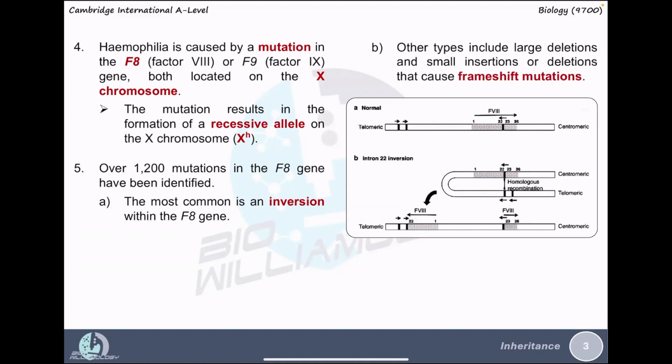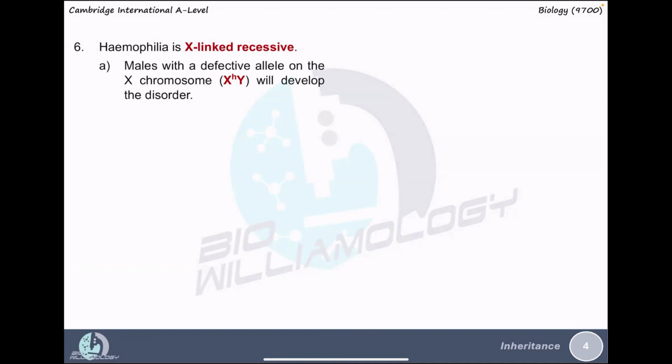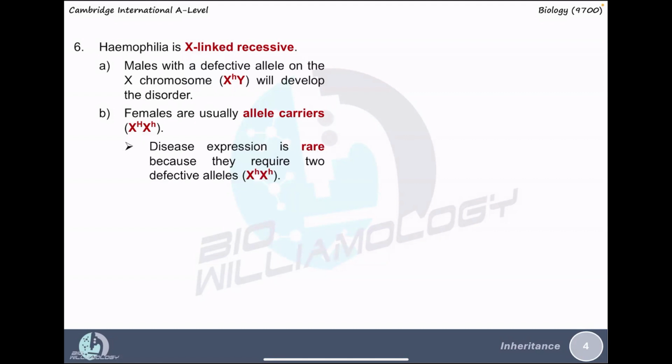Other types include large deletions and small insertions or deletions that cause frameshift mutation to occur. So hemophilia is an X-linked recessive disorder. A male with a defective allele on the X chromosome will always develop the disease. However, females are usually allele carriers, where they are in heterozygous condition. Disease expression is rare because females require 2 defective alleles to develop the disease.